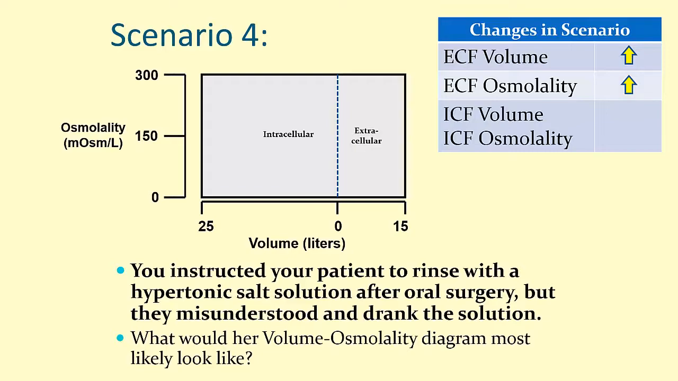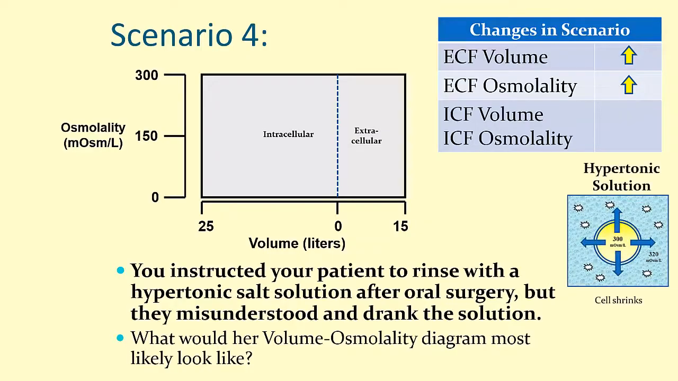The cells of the body have now been placed in a hypertonic solution. As you will recall from our basic diagram, this hypertonic saline solution would cause the cells to shrink, moving fluid via osmosis from the intracellular compartment to the extracellular compartment. So in this case, our intracellular volume would go down, and the extracellular volume would experience an even larger increase than we originally reasoned. The intracellular osmolality would also increase due to the loss of water from the intracellular compartment. Thus, we would see a volume osmolality diagram that looks like this.